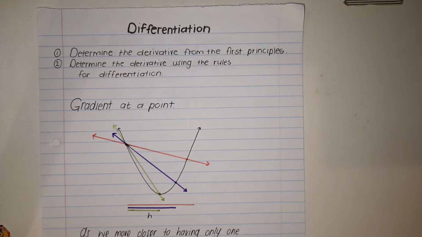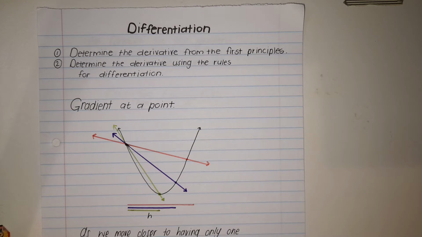Okay, now for our next phase in calculus, differentiation. To do that, we can either determine the derivative from first principles, or we can determine the derivative using the rules of differentiation. Those are big words that I just want to set aside for now. For now, we're going to focus on our gradient at a point.